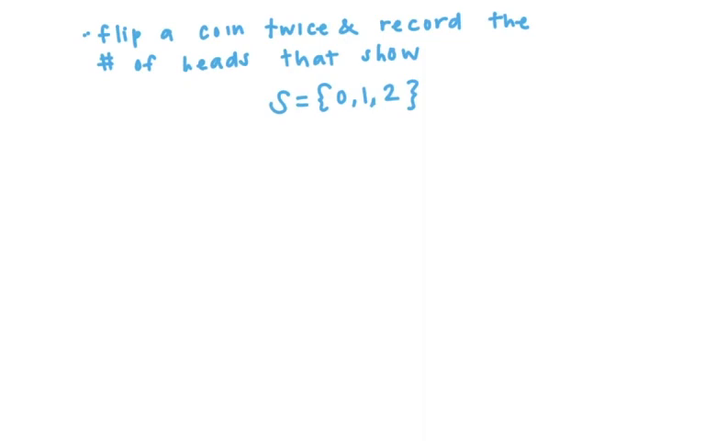Okay, this next example says, flip a coin twice and record the number of heads that show. So here for my sample space, I got 0, 1, and 2. And now I'm going to show you how I got 0, 1, and 2. Okay, so let's just say trial 1. You get 1 head, 1 tail. So the number of heads that you got was 1, so you're going to get 1 head.